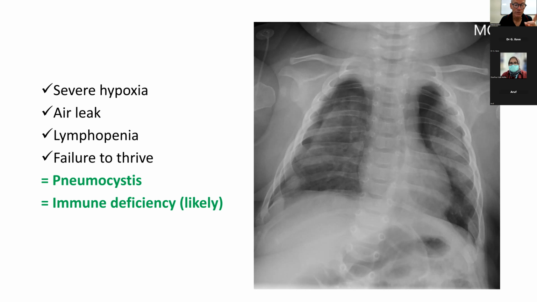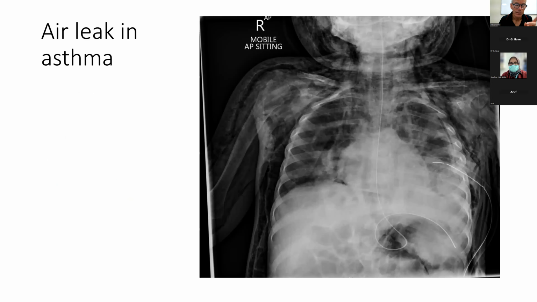So if you see air leak in a child with failure to thrive, think that this could be immune deficiency, congenital or acquired, like HIV or some form of congenital immunodeficiency. This was just to show you two more x-rays of children who had air leak. This was a child who had bad asthma. And of course, it's more than asthma because the child's got pneumothoraces, severe pneumomediastinum, and extensive subcutaneous emphysema, even up to the head and neck.